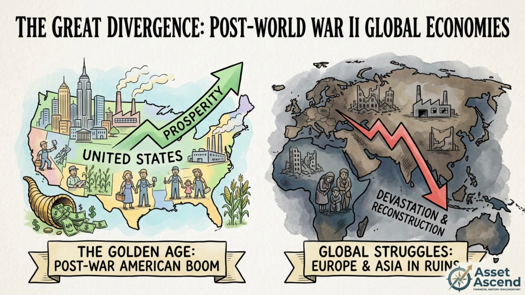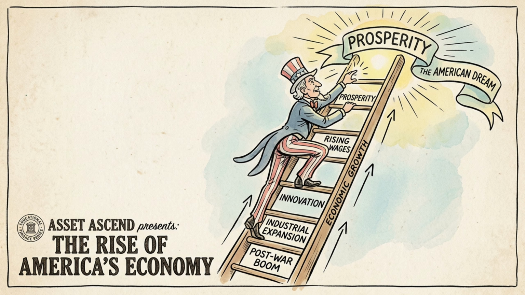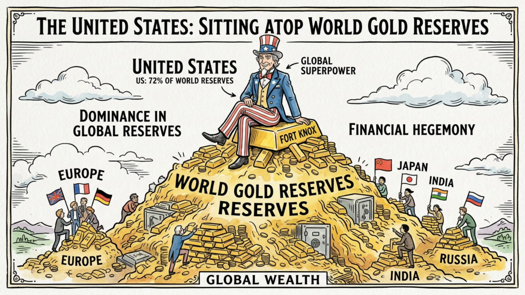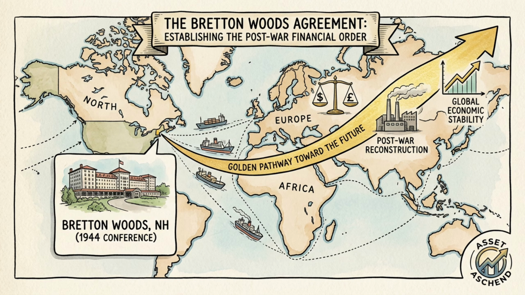Meanwhile, one country stood in a very different position. The United States. Its factories were booming, its economy was growing, and perhaps most importantly, America held most of the world's gold. But how does gold lead to global financial dominance? The answer begins in a small town in New Hampshire. The meeting that changed the world.